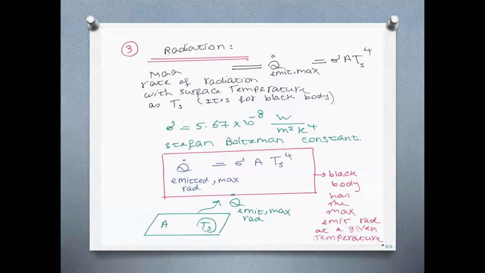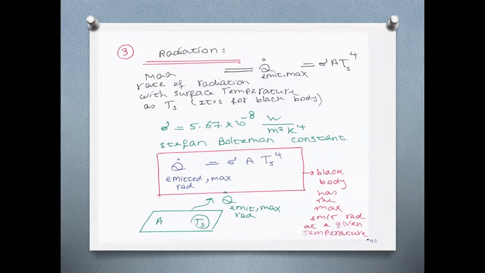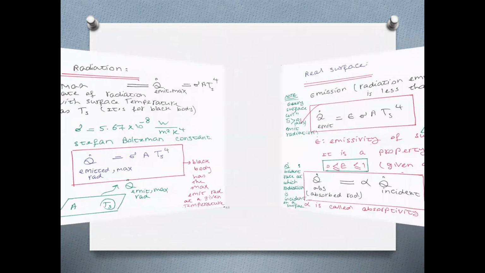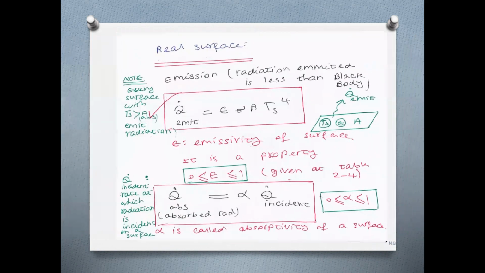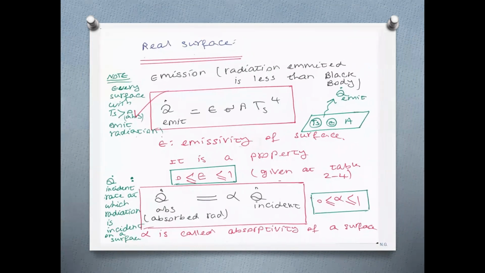That is the maximum rate of emitted heat, and it is only for a black body. Only a black body has the maximum emitted radiation, and we're going to see the definition of a black body. A black body basically absorbs all the radiation that it receives.